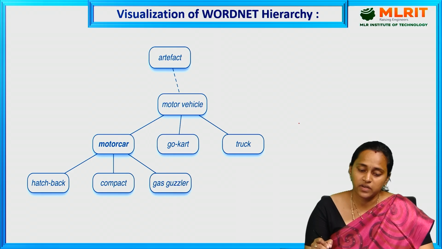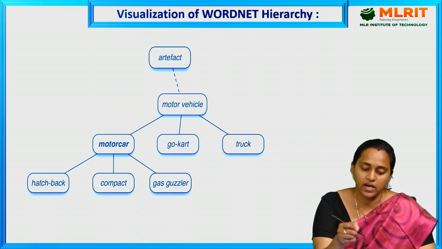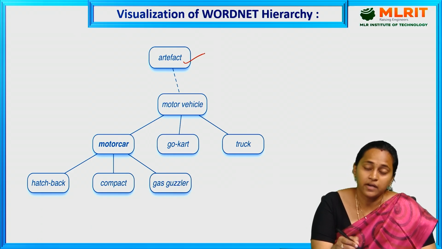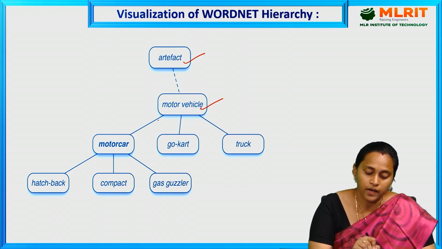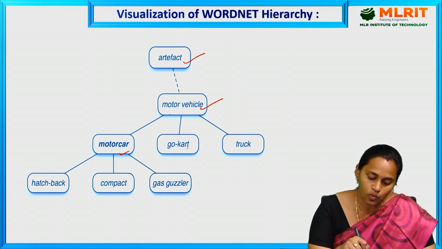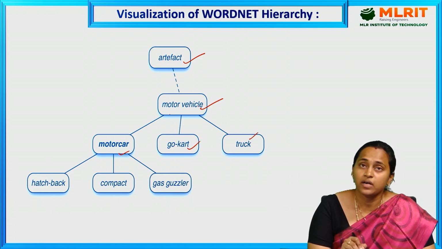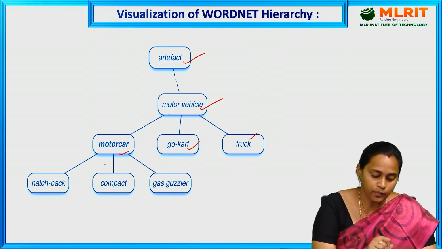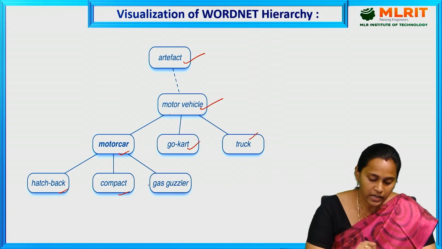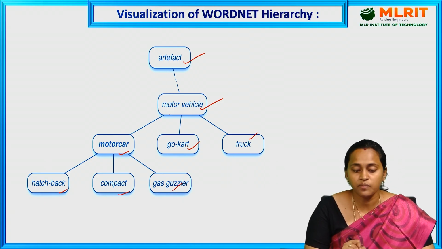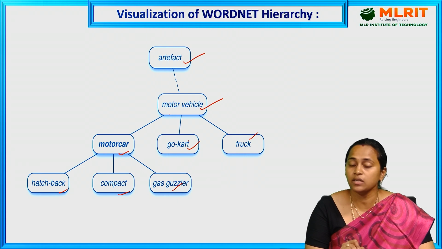Let's see the visualization of the WORDNET hierarchy. Here we are taking the artifact. Under artifact, some motorcycle. Under motorcycle, some motor car, that means go-kart or truck. These are some differences in a motorcycle. Under motor car, some hatchback, compact or gas guzzler. This is some hierarchy differentiation in the visualization of the WORDNET hierarchy.